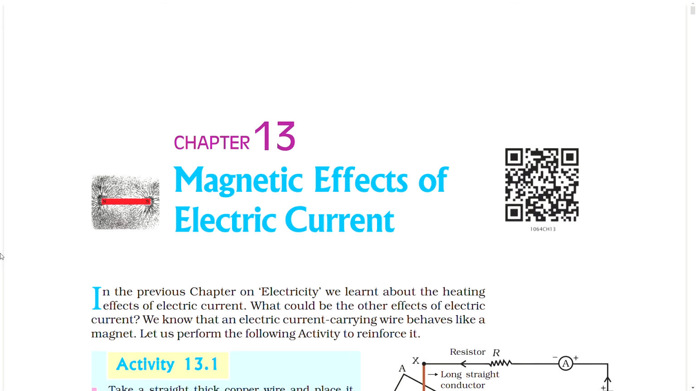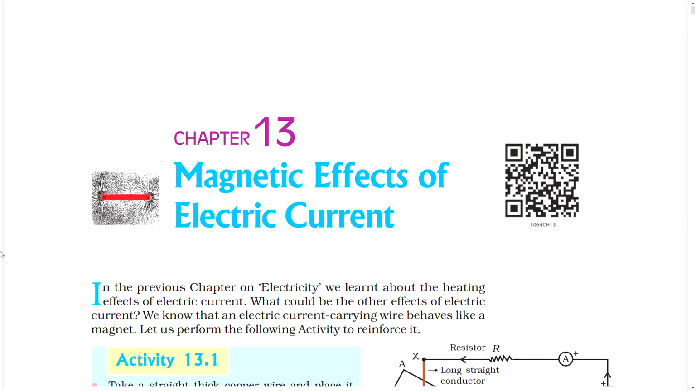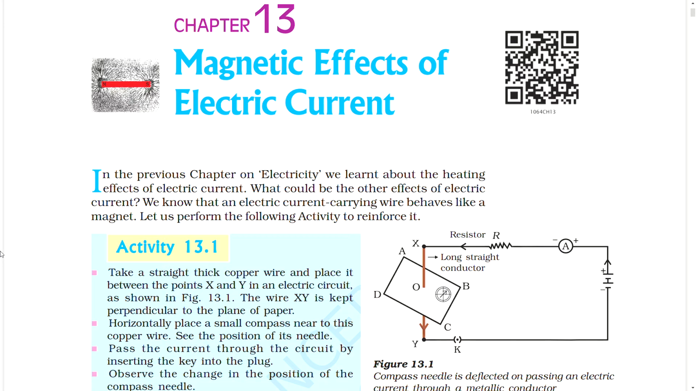Chapter 13. Magnetic Effects of Electric Current. In the previous chapter on electricity, we learnt about the heating effects of electric current. What could be the other effects of electric current? We know that an electric current carrying wire behaves like a magnet. Let us perform the following activity to reinforce it.